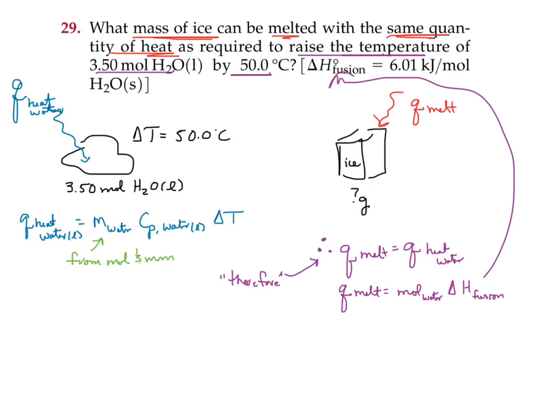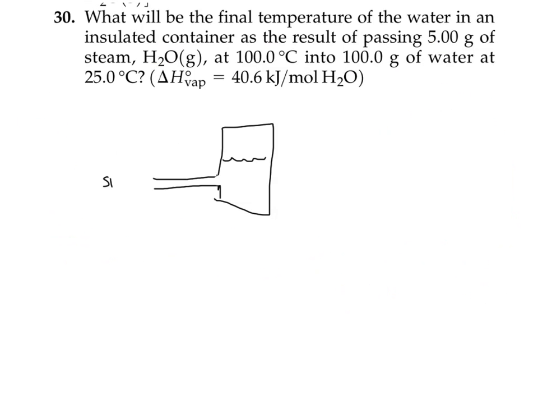So what the problem is saying is that the Q that you're going to apply to melting is equal to the Q that you applied to heating the water. So in that case, the Q of the melting is the moles of water that would be melted times the heat of fusion. And then of course that will give you moles, and you need to go from moles to grams. So that's my hint for that one.